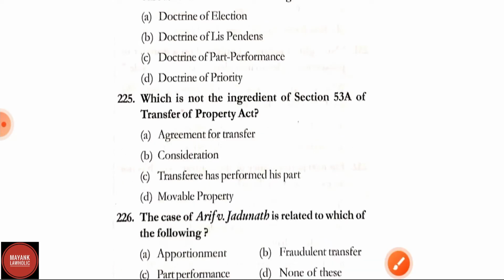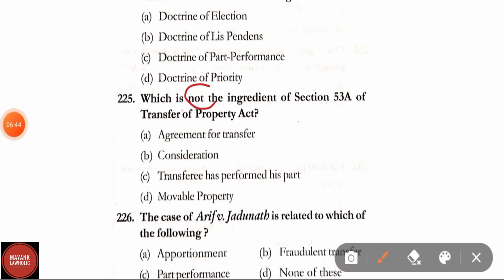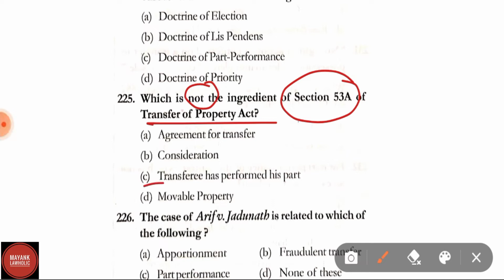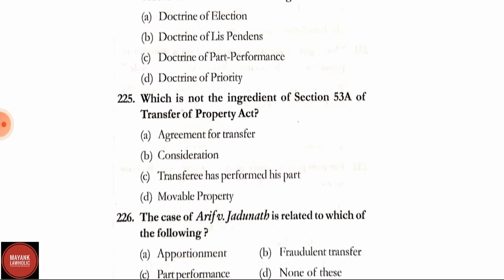Question number 225. Which is not the ingredient of section 53A of TPA? Options are agreement for transfer, consideration, transferee has performed his part, movable property. Here correct answer is movable property.